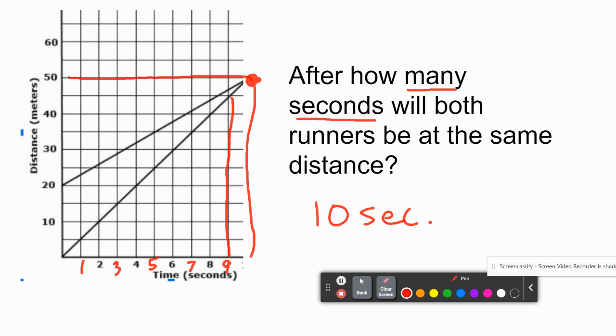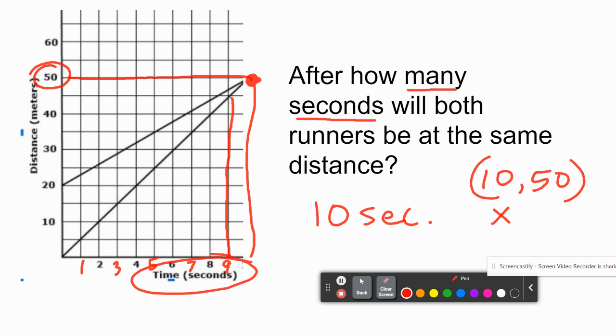And it's not asking the distance, but if it did, it would be 50. So the actual point is 10, 50. They don't care about the point. They care about the x value. How many seconds? Make sure you read the question clearly.